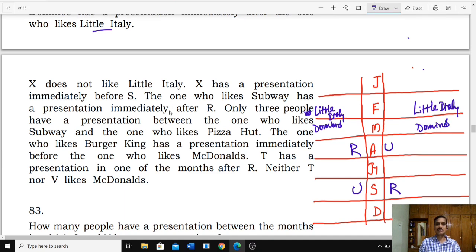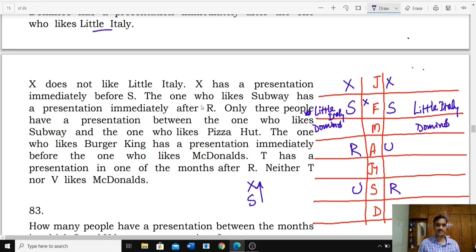And X does not like Little Italy, isn't it? X cannot be in the month of Feb. X has a presentation immediately before S. X is immediately before S and X is not in the month of Feb. Hence, X and S in January, February, that is possible. That is the only possible case we have. In this one, X cannot be here, so X and S is not possible here. That's it.